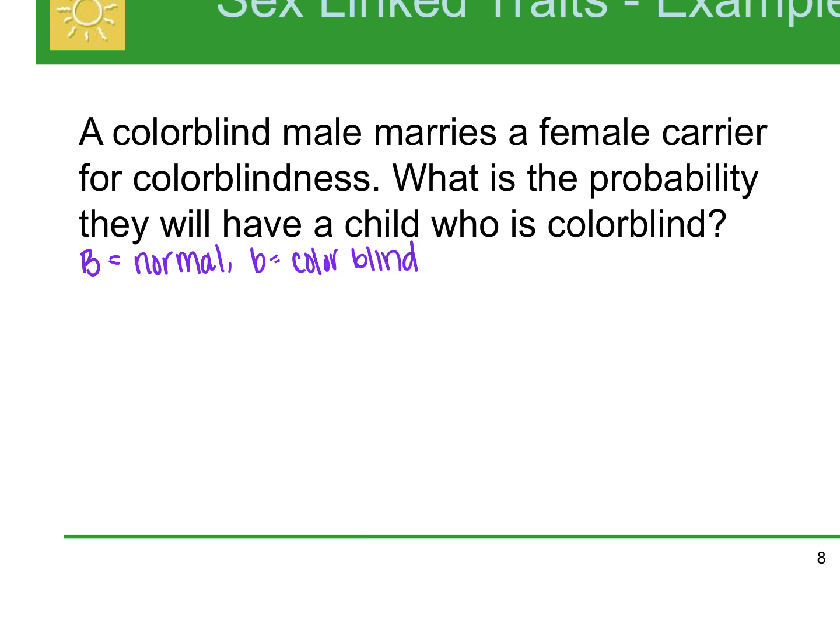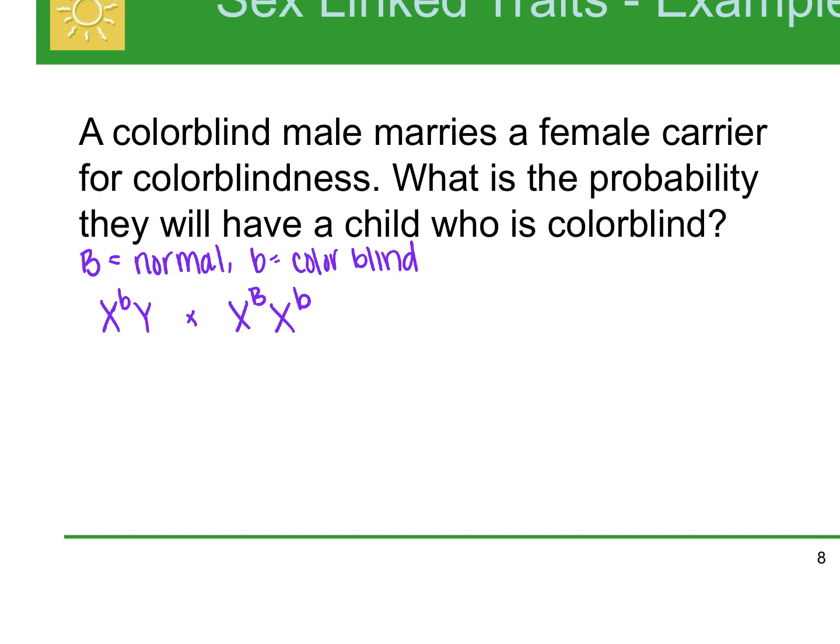Next, we're going to write the parent cross. So we have a colorblind male, so he's XY, and since he's colorblind, he has to have a little b. And we're going to cross him with a female carrier. So the female is XX, and to be a carrier, she has to have one capital B and one lowercase b.